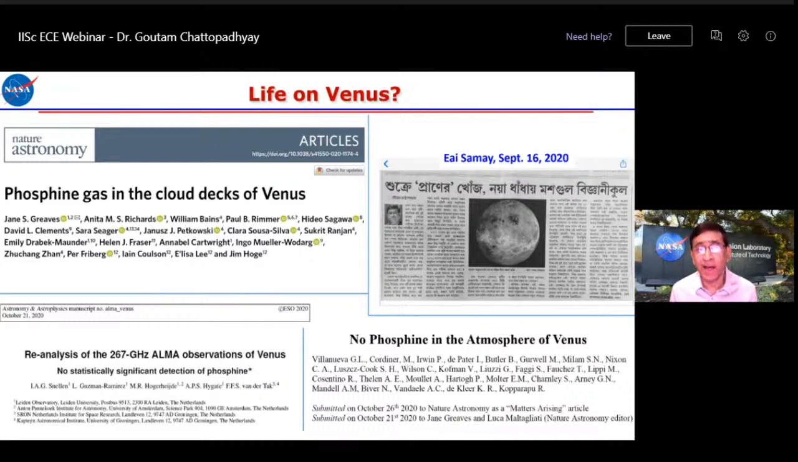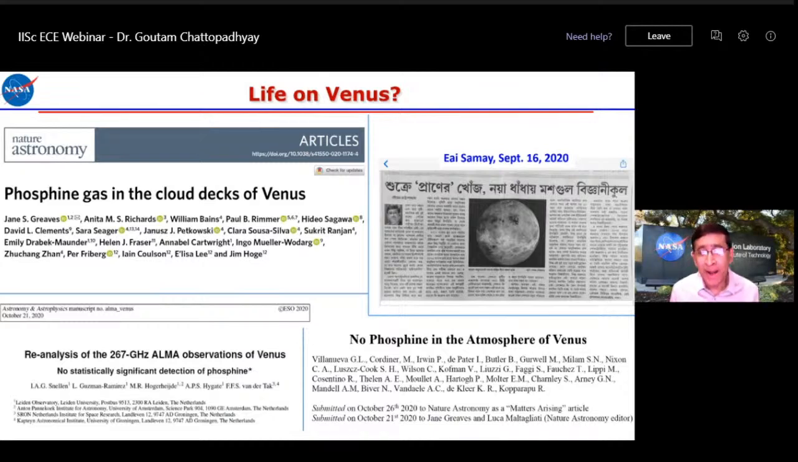And there is another line, actually a much stronger line of Venus, at 533 gigahertz. However, when this paper came out, it created a lot of buzz, but immediately people started looking more closely. If you see the articles in Astronomy and Astrophysics, reanalysis says that is not possible. And then the next paper, just coming out day before yesterday, says there is no phosphine in the atmosphere of Venus.